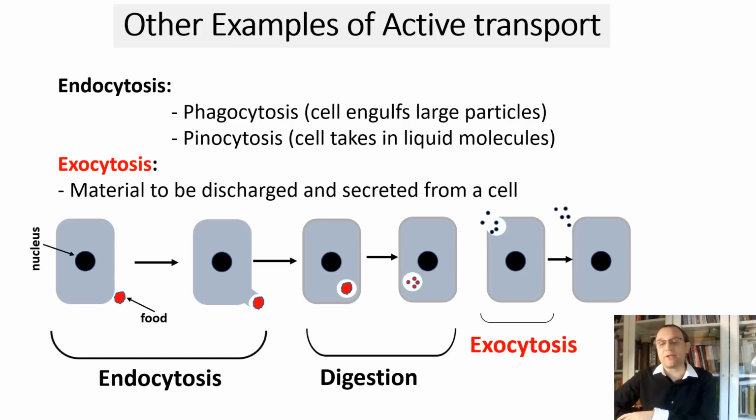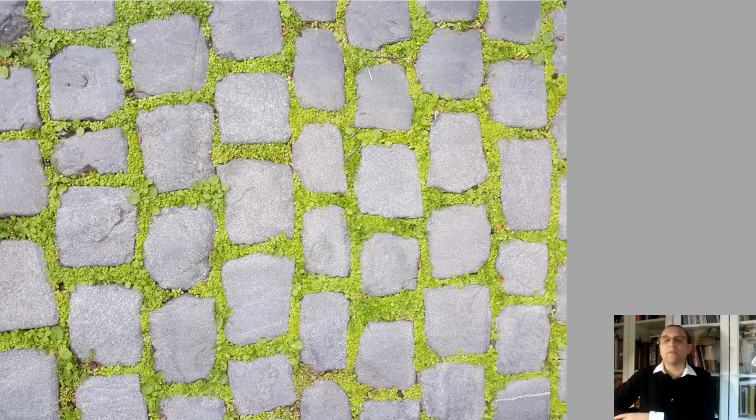Exocytosis is the opposite of endocytosis. Exocytosis allows materials to be discharged and secreted from a cell. Exo means out. For example, proteins produced in the ribosomes of the cell are transported out of the cell by exocytosis.